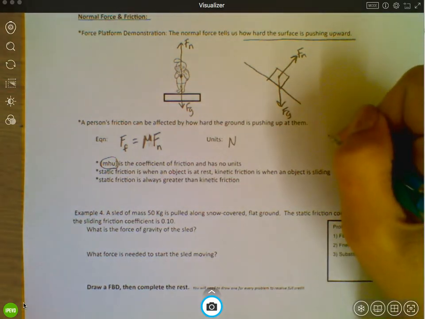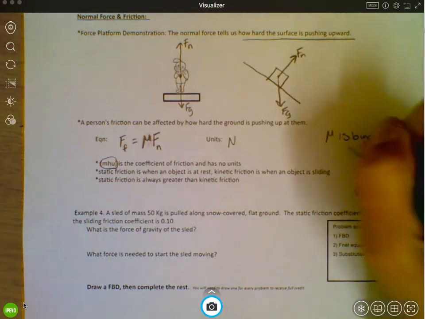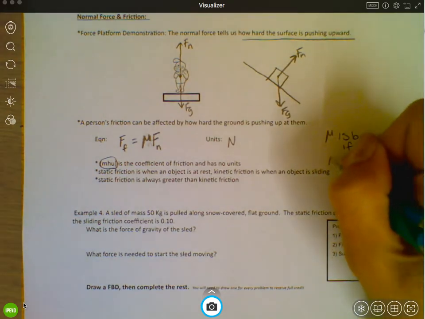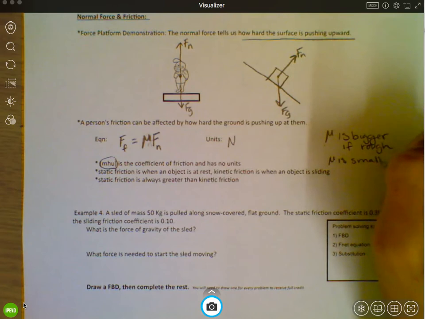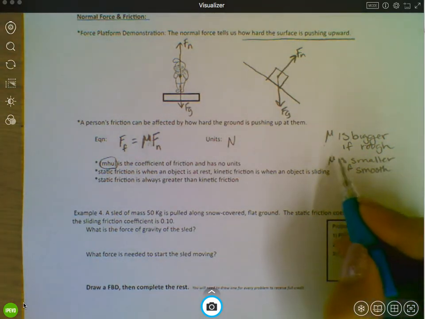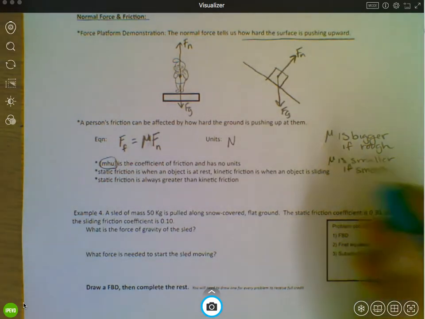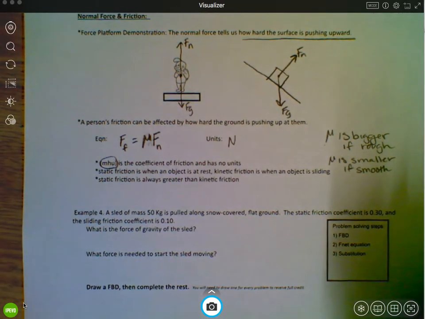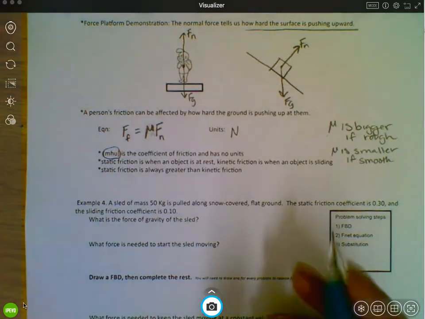So the mu will be bigger if the surface is rough, and it'd be smaller if the surface is smooth. So ice will have a very, very low mu, but sandpaper would have a really, really high mu. And basically mu is usually a very small number. It's somewhere between 0 and maybe 1.5. It's usually not much bigger than that. Usually it's below 1. It's usually a decimal, okay?